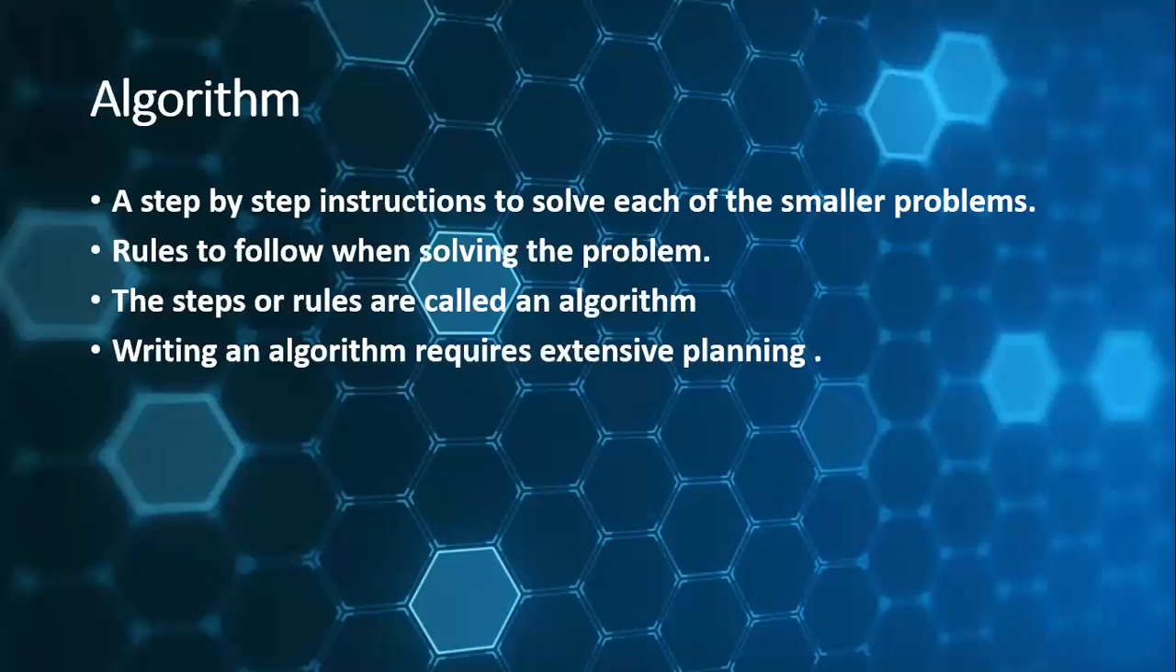An algorithm is a plan, a set of step-by-step instructions used to solve a problem. Writing an algorithm requires extensive planning so that the algorithm can work correctly. The solution that the computer offers is as good as the algorithms we write. If the algorithm is not good, then the solution will also not be good. If the algorithm is good, the solution will be perfect.